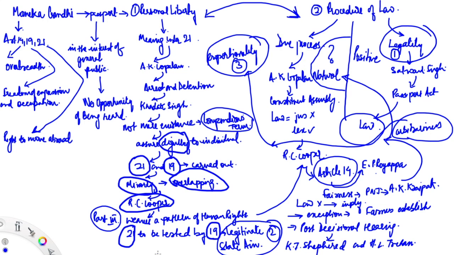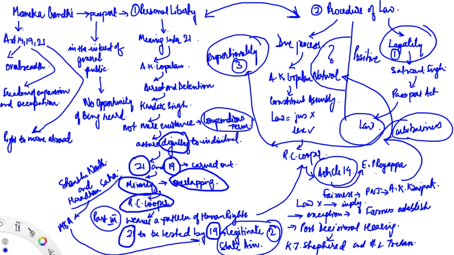Two illustrations which have been given in the case are Shambhunath and Haradhan Saha. In Haradhan Saha, the MISA Act was under challenge, which was also tested under the reasonable restrictions ground of Article 19 and was held to be valid. So after R.C. Cooper, Shambhunath and Haradhan Saha are the examples where the laws relating to Article 21 were tested on the grounds of Article 19. If we see R.C. Cooper case, when it says that Part 3 weaves a pattern of human rights, then we can say that 21 and 19 are not mutually exclusive but inclusive.